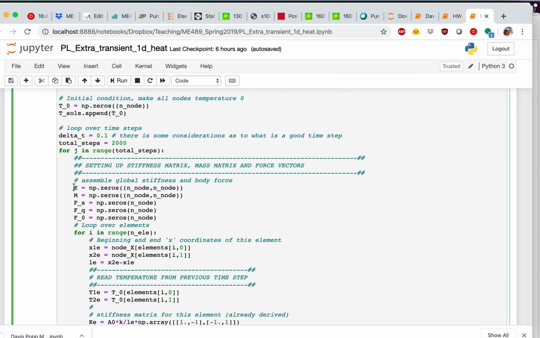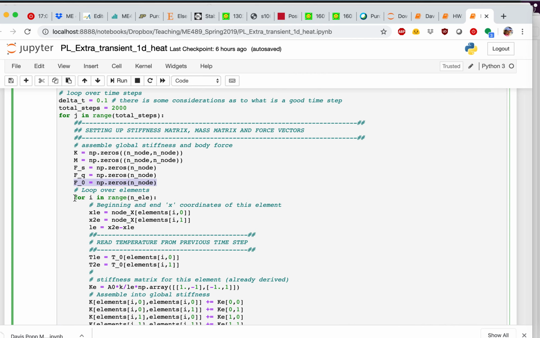I need my stiffness matrix. This is the same as before. The mass matrix is different. It's also the same size as the stiffness matrix, but it's going to be filled out differently. The source term and the flux term are the same as before. This one is also different: this is basically the contribution from the previous time step. Then I can have my loop over elements. I need to assemble all of these terms right here.